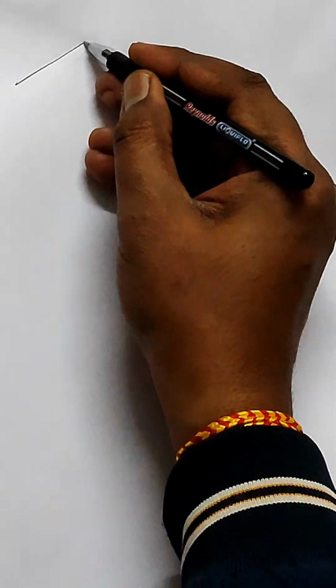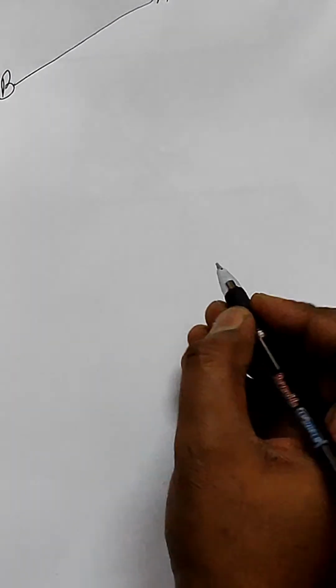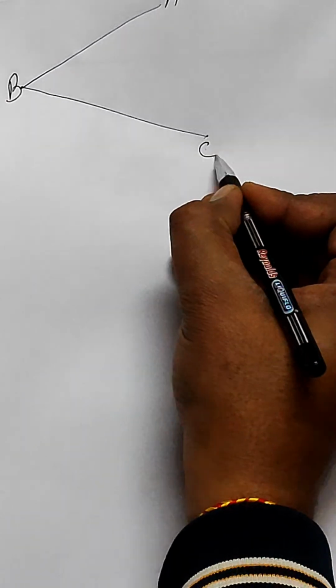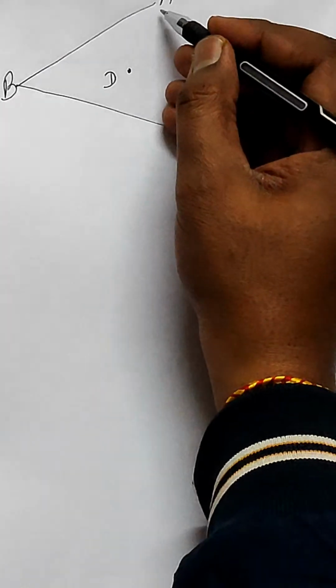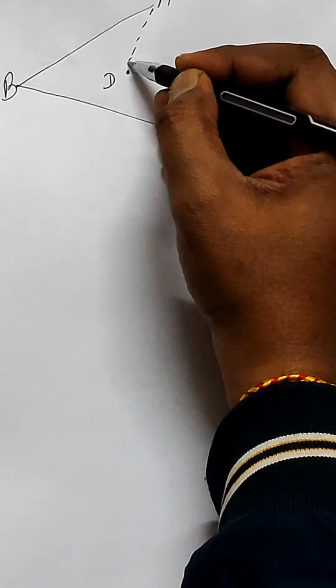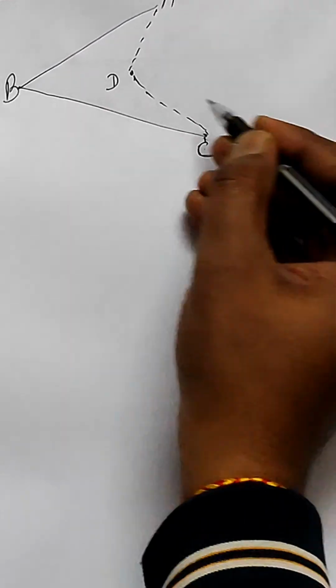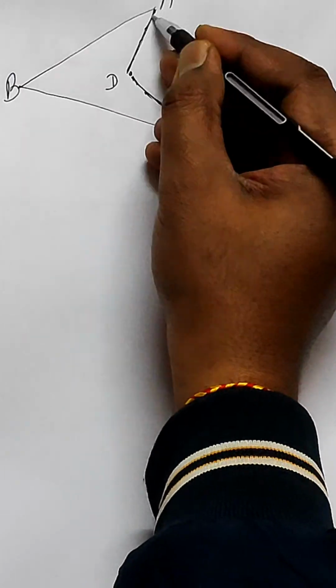Right. So here a line is given, AB, and another line is BC, forming like this. And there is a point D here, interior of ABC, and connected like this, A to D and D to C. So this is a straight line, and this is also a straight line.